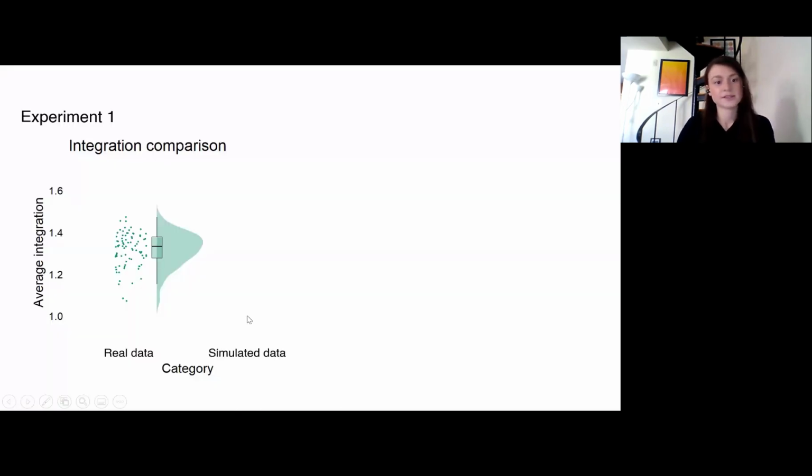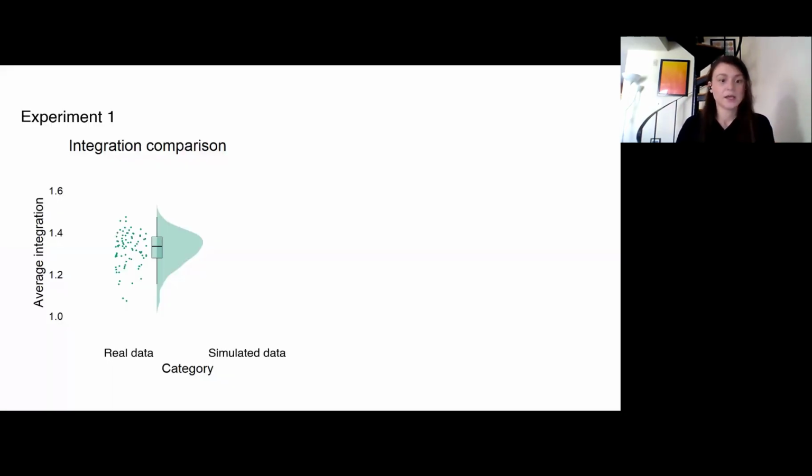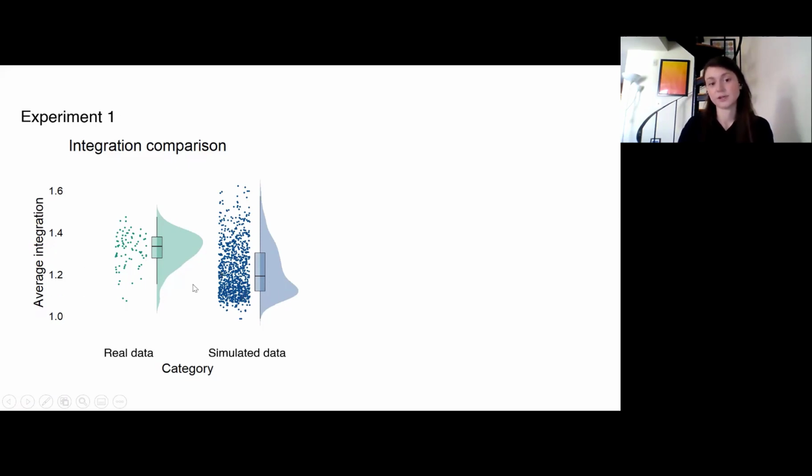What you can then do with these trajectories is treat them like human ones. So for each time point in these simulated navigational trajectories, what was the integration value of the segment that it was on? Again, I'm showing you this distribution of the real data in the first experiment. This is just like the box plot I was showing earlier, except now with the distribution around it. And on the right side here is the simulated data. It's going to be many, many more data points because we simulated 1,000 trajectories. But you can see that in the simulated data, the spread is obviously larger, but the mean is much, much lower in terms of the integration values than the human participants.